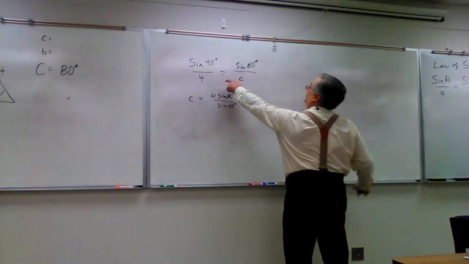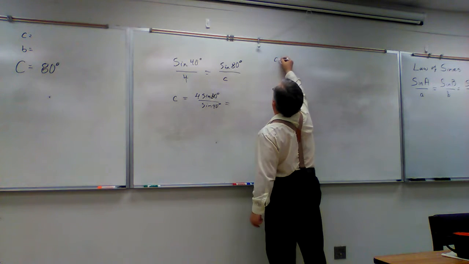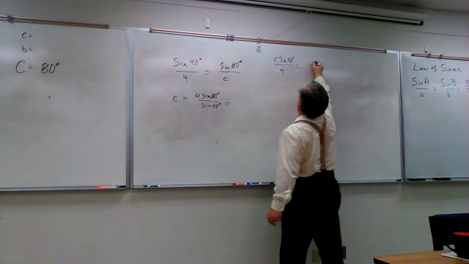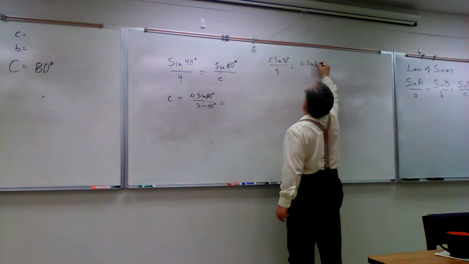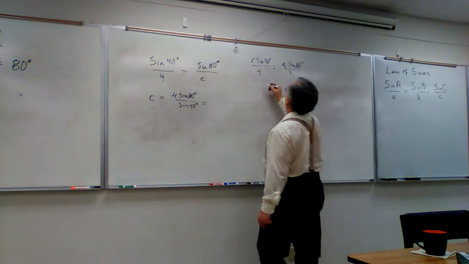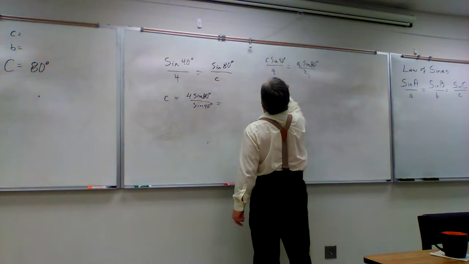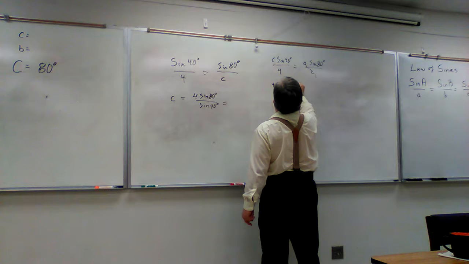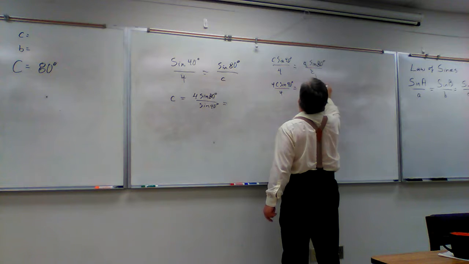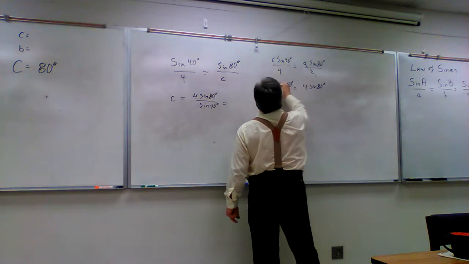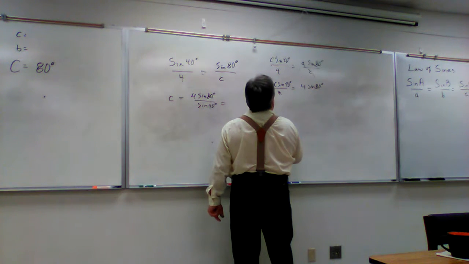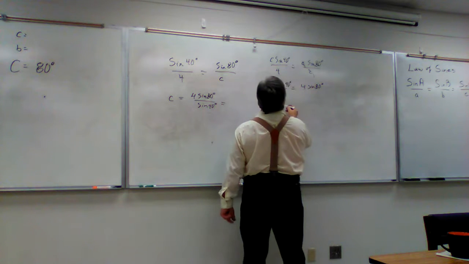Starting from here, multiply both sides by c. And they cancel. Now multiply both sides by 4. And they cancel over here. Now divide both sides by sine 40, because we're solving for c.